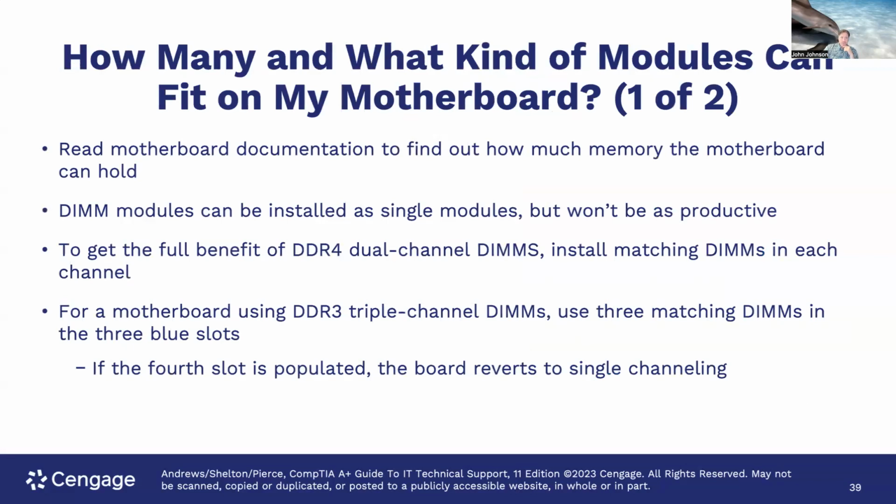DIMM modules can be installed as single modules, but they won't be as productive. To get the full benefit of DDR4 dual channel DIMMs, install matching DIMMs in each channel. For a motherboard using DDR3 triple channel DIMMs, use 3 matching DIMMs in the 3 blue slots. And if the 4th slot is populated, the board reverts to single channeling.